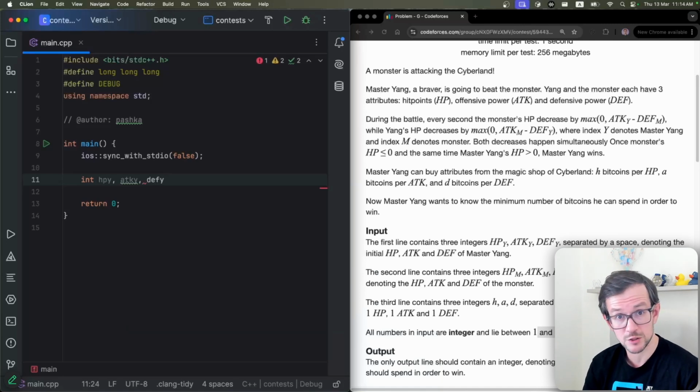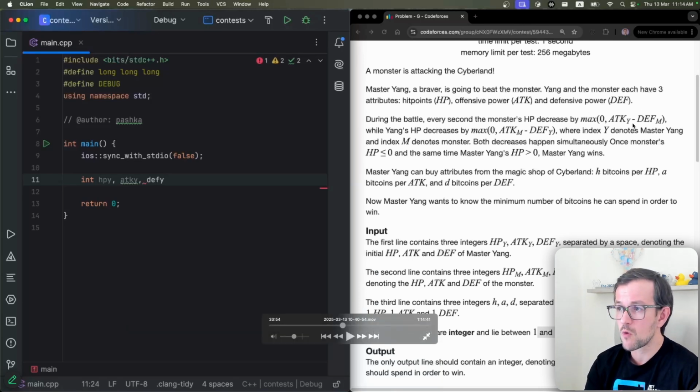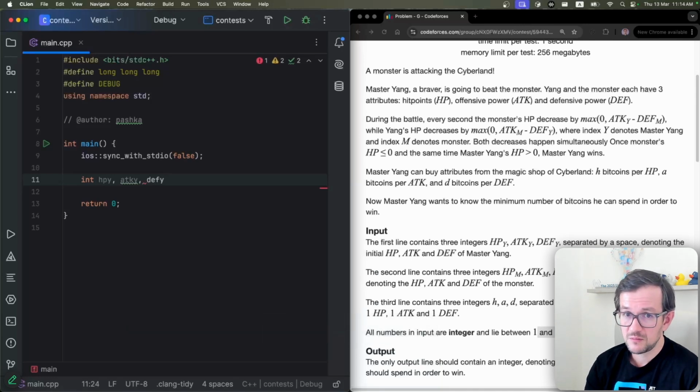That's a good observation, yeah? So the number of attack points should be at most 200. So it's kind of small, yeah? Next, about defense. Same about defense. It doesn't make sense to have more than 100 defense points. If your defense is more than his attack points, then the monster will not deal you any damage. So your defense points should be at most 100. It doesn't make sense to buy more than 100 defense points.